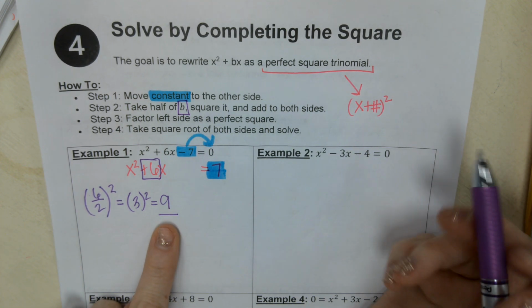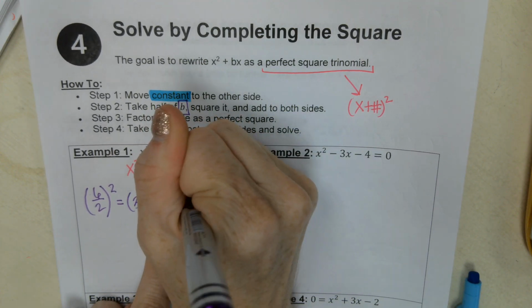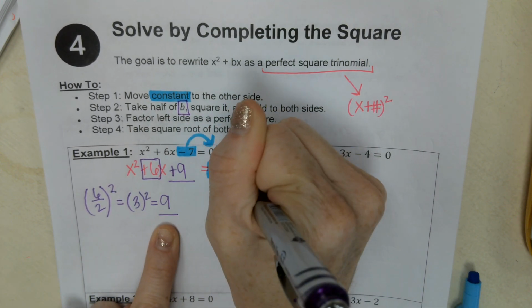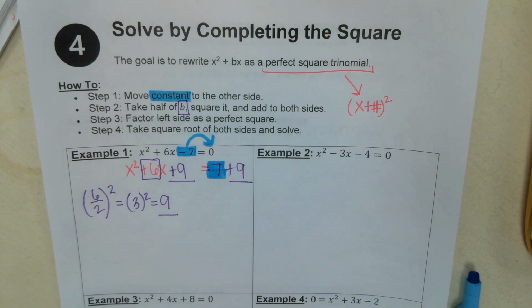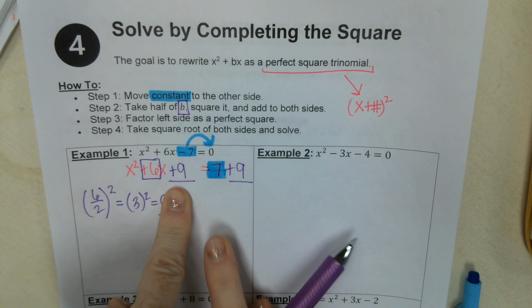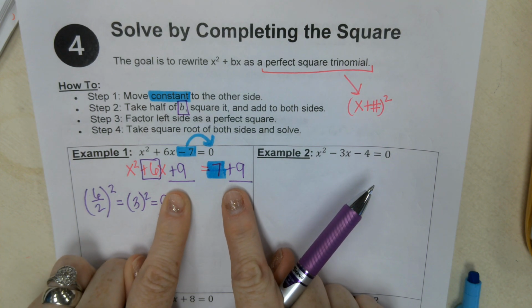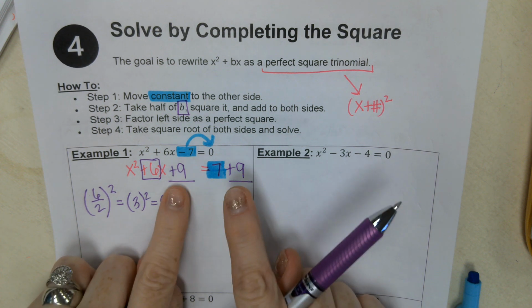Now that number is the number that I'm going to add to both sides of my equation. Now I do it to both sides because if I do something to one side, you have to do it to the other. The golden rule of algebra: do unto one side as you do unto the other. Okay?